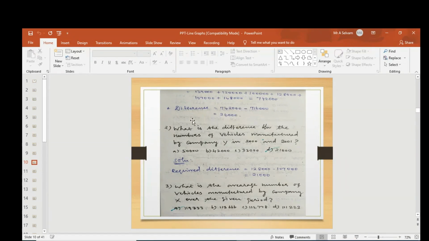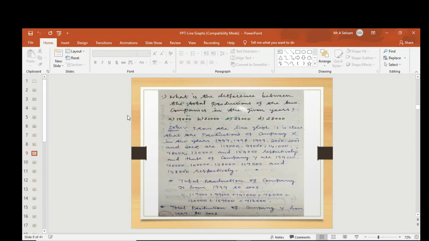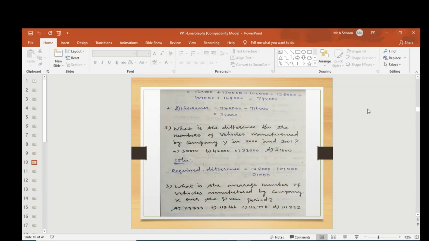We can subtract, and we can get the answer. So 26,000 is the answer for the question. Is it there in the options? Yes, 26,000, option C is the answer. Understood? Now we are going for the next question.